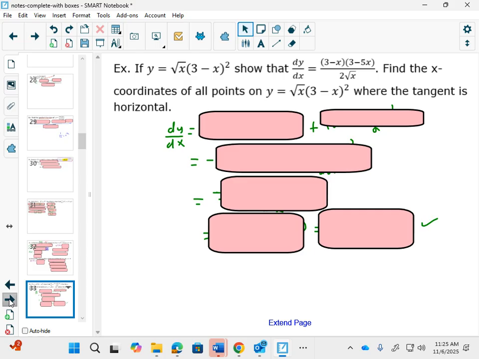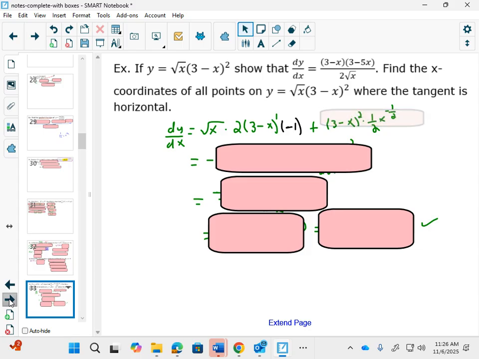So here, you see that you have a product rule. So I keep the first the same. Derivative of the second. The derivative of the second is a chain rule because the derivative of the inside is a -1. Then keep the second one the same, derivative of the first one.